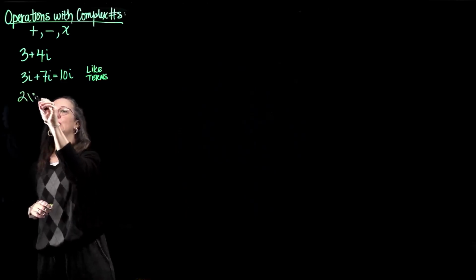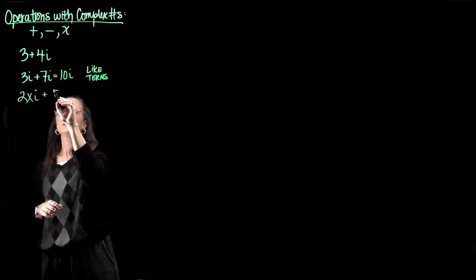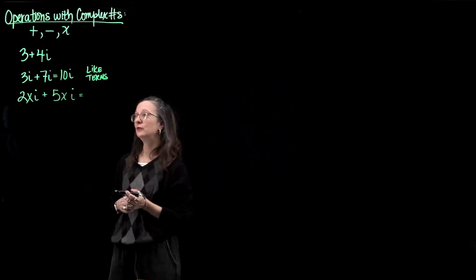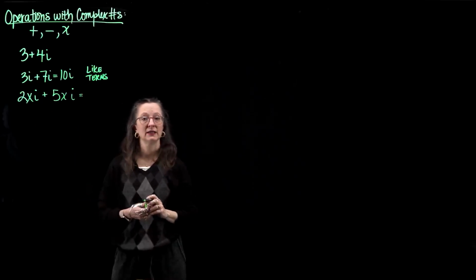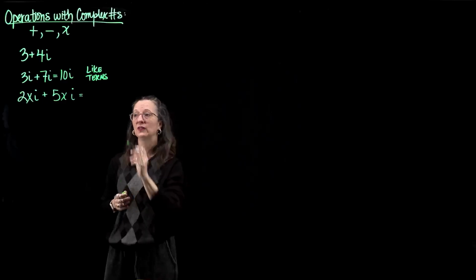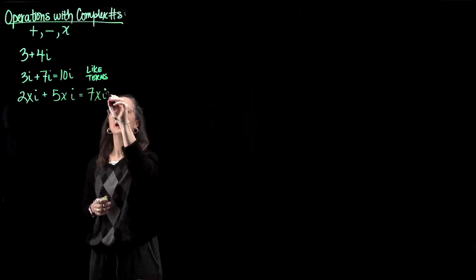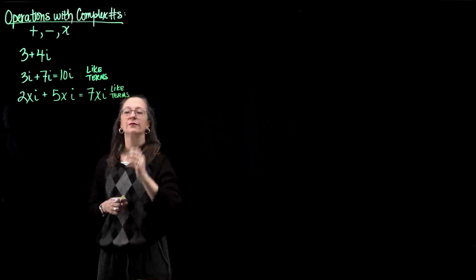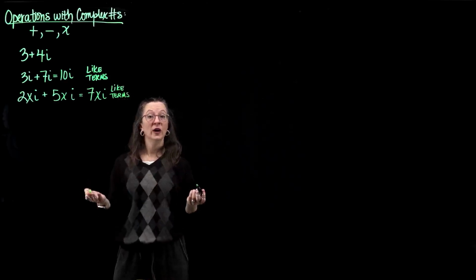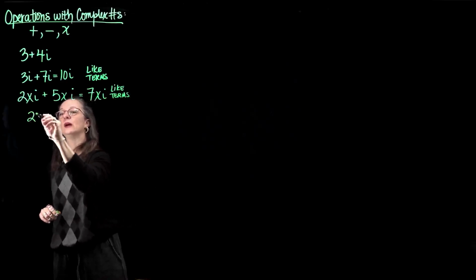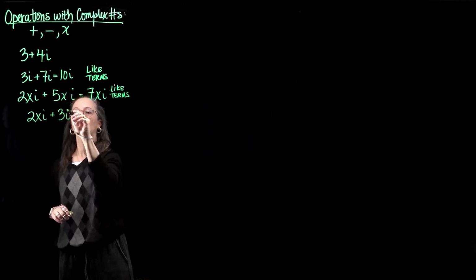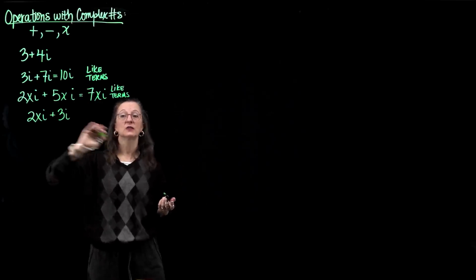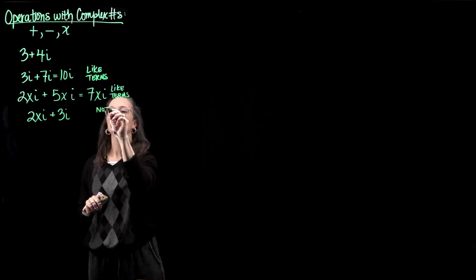Similarly, if I had 2xi plus 5xi, these are also like terms. The i and the x are exactly the same, so we can add the 2 and the 5 to get 7xi. Again, like terms. All right, what if I had 2xi plus 3i? Well, unfortunately, this one has an x, this one doesn't. These are not like terms.